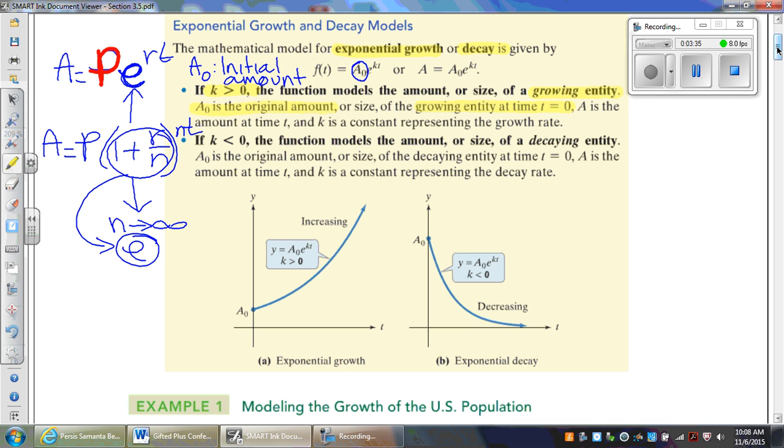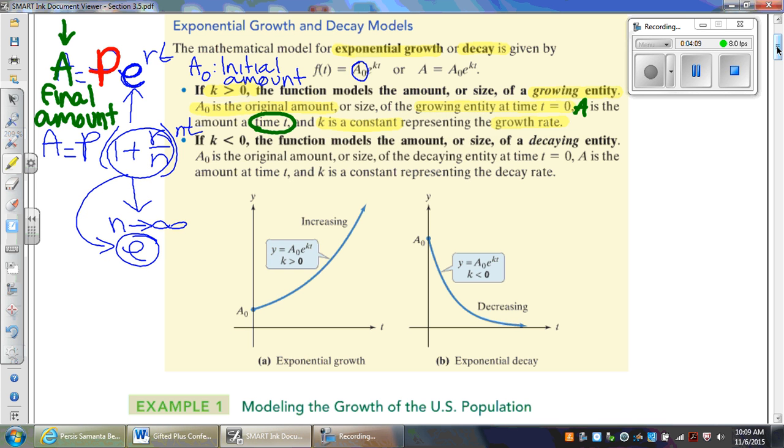And also we have here that capital A, when we talk about problems about money, it could be the final amount. When we talk about that, we could call that the amount at a certain time. So it's also the final amount. And also it's important to recognize that k is the constant representing the growth rate.